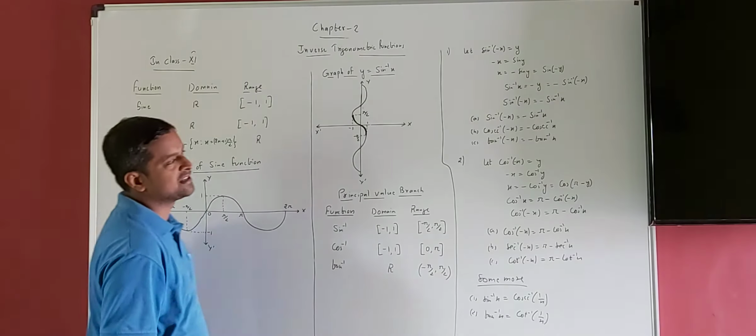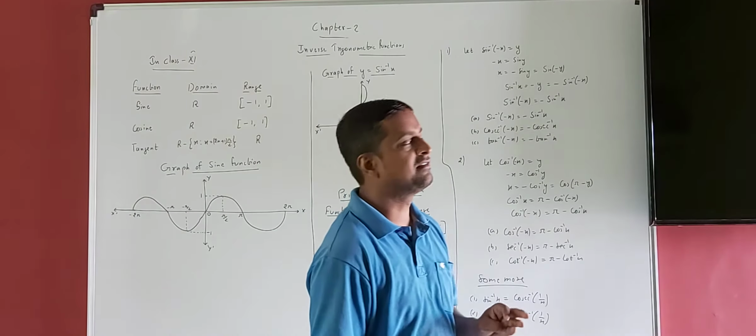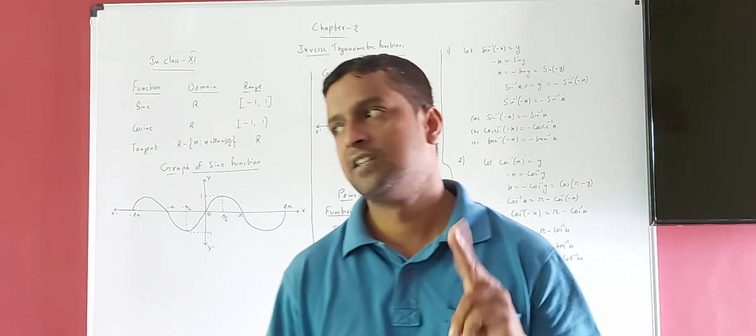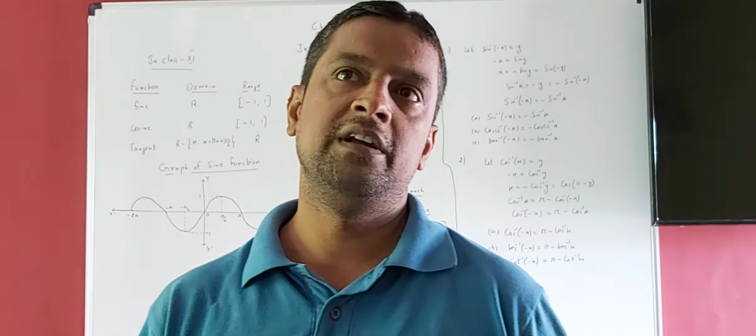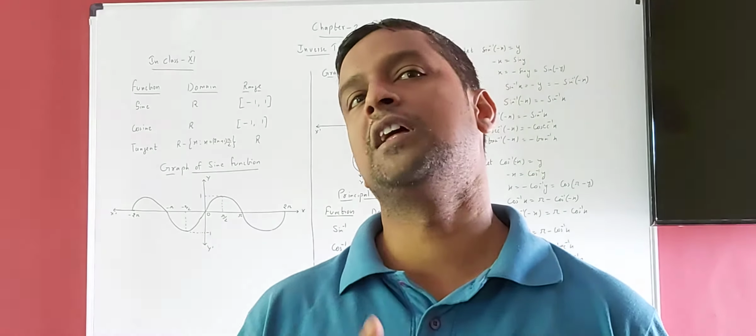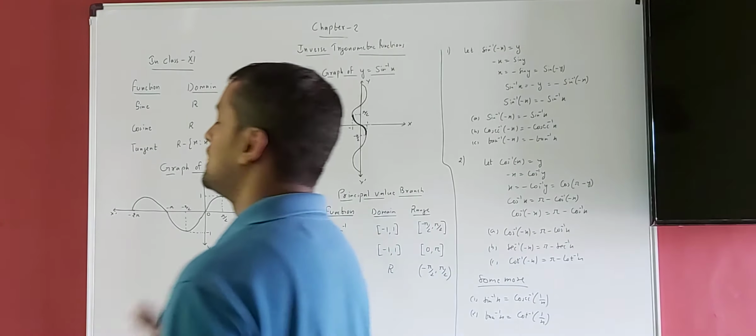Now in chapter 1 we have discussed that to get an inverse of a function we require two things. That is the function should be 1-1 and onto. When a function is both 1-1 and onto, then only its inverse exists, otherwise it doesn't exist.